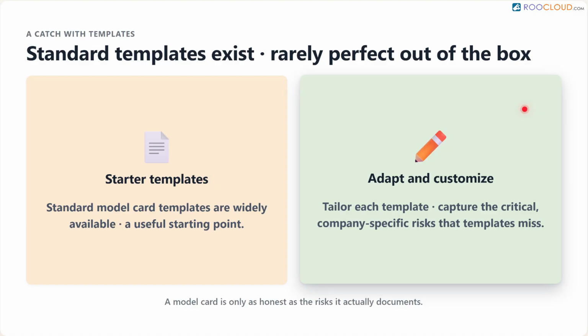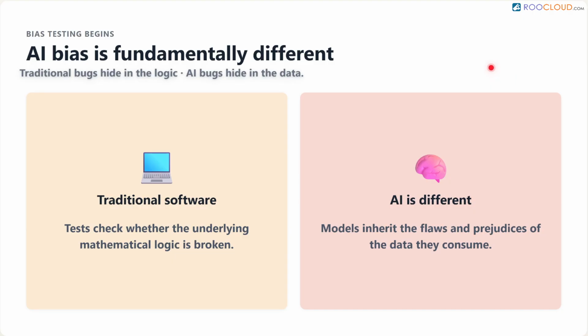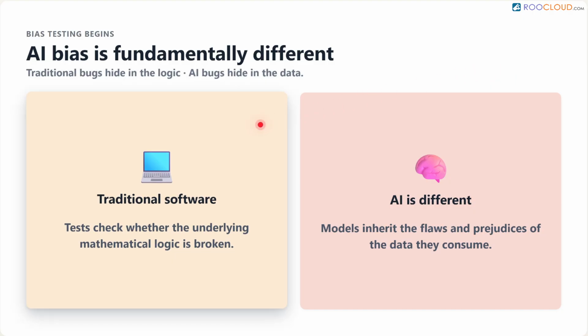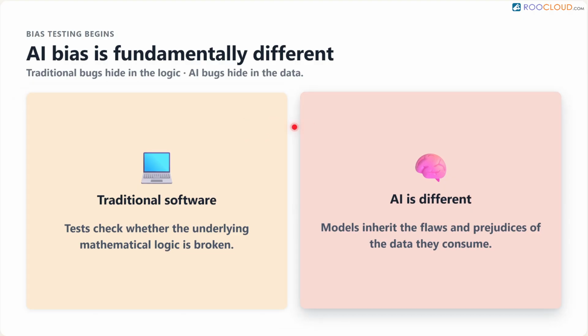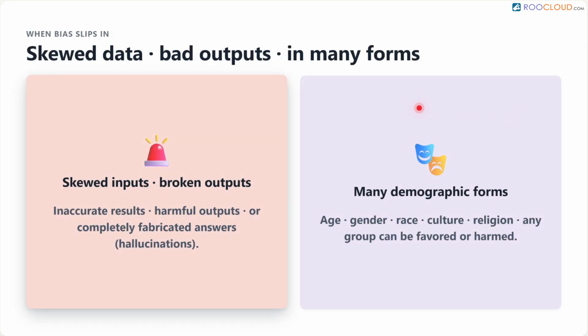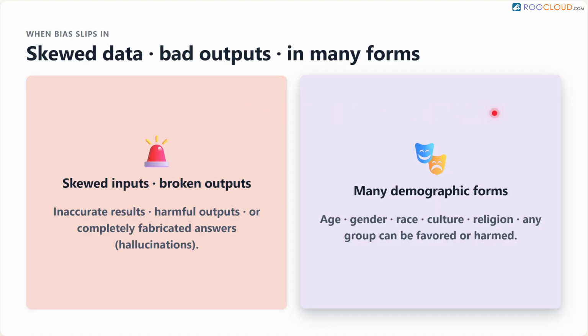Next, we turn our attention to bias testing. Traditional software is tested to see if the underlying mathematical logic is broken, but artificial intelligence is different because it inherits the flaws and prejudices of the data it consumes. If a system learns from skewed information, it will produce wildly inaccurate results, harmful outputs, or completely fabricated answers, which the industry refers to as hallucinations. These prejudices can take many forms, heavily favouring or discriminating against certain age groups, genders, races, cultures, or religions.